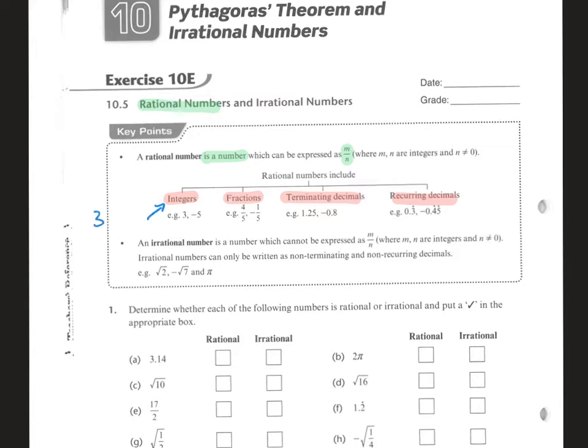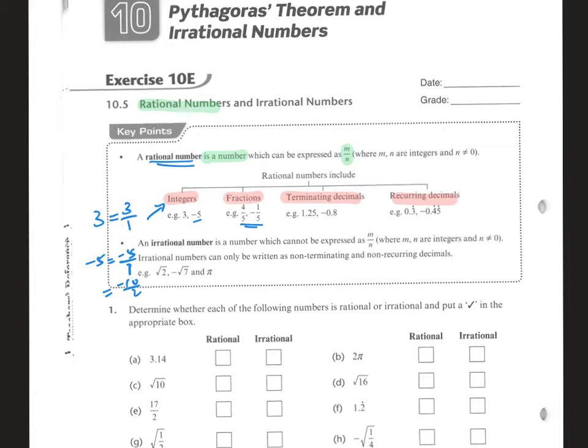Integer itself, 3 for example, you can definitely present it as a fraction because you can just write 3 over 1. Or, for example, negative 5 is negative 5 over 1, or negative 10 over 2, etc. So you can present it as a fraction with integers up and down. That's why we call it a rational number. Fraction, of course, is a fraction, so you can skip it.